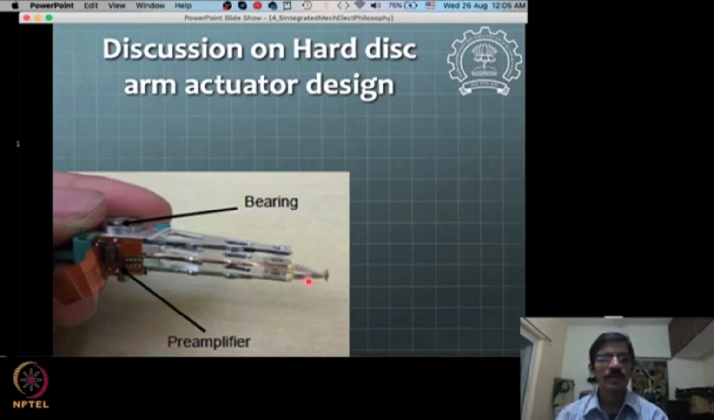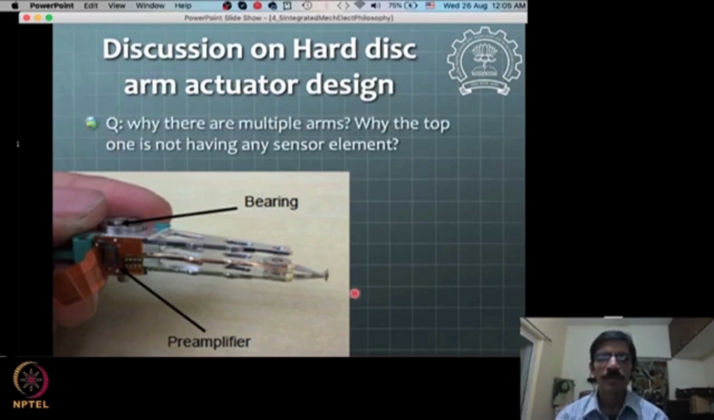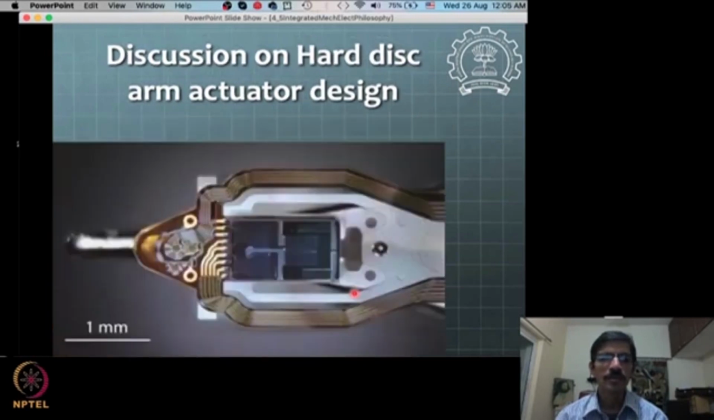So why is this kind of design there? And on this arm, you see there is no head here at all. Why is that so? These are the kinds of questions you need to seek answers to. And then this is the hard disk actuator's head, that arm's head here.